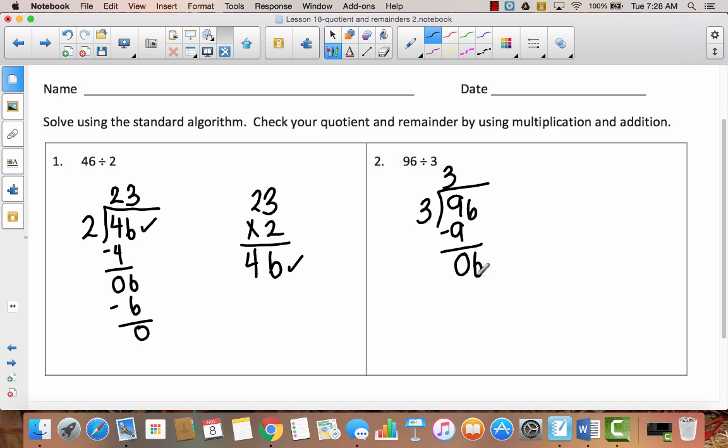So I have 6 ones divided by 3. That puts 2 ones in each group, and then I'm going to multiply to see if I have a remainder. 2 times 3 is 6. 6 minus 6 is 0. So again, I do not have a remainder. So my quotient is 32. I divide it by 3, so I'm going to check by multiplying by 3. 2 times 3 is 6, and 3 times 3 is 9. So my answer here matches my total. So my answer is correct. Okay, let's try the next one.